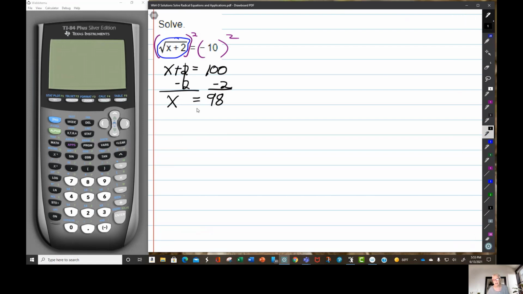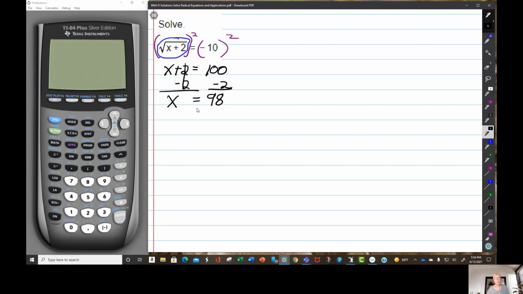Now I wish I could say that was correct. It's not really. And that's going to be a problem with all of these. You have to check your answer because you can get something called an extraneous solution. Extraneous means extra. An extra solution that is not the solution to the original problem.